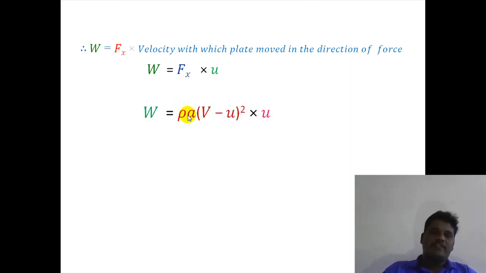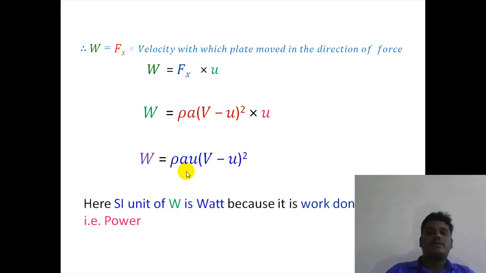Substituting Fx equals rho a v minus u whole square, the work done per second on a flat plate is equal to rho a u multiplied with v minus u whole square.